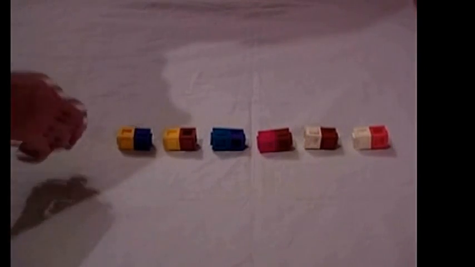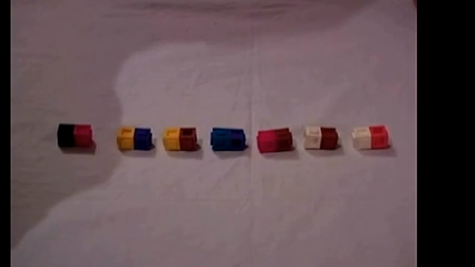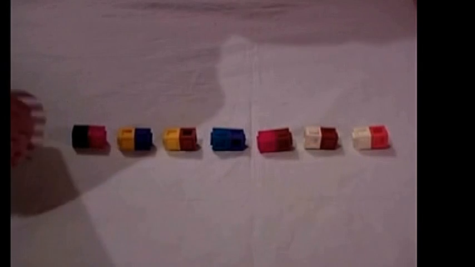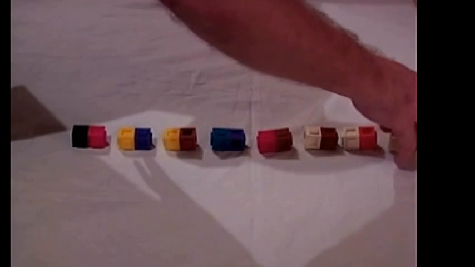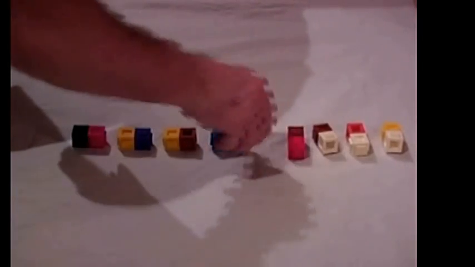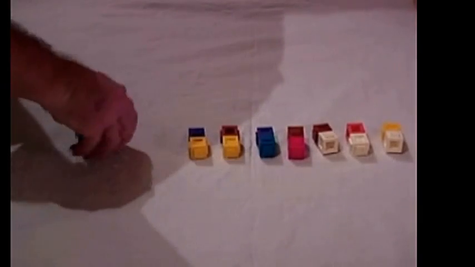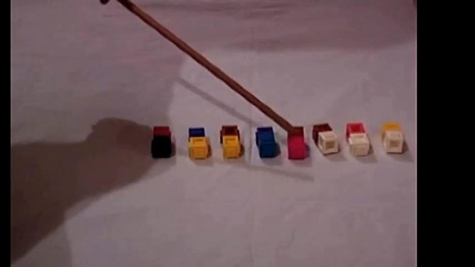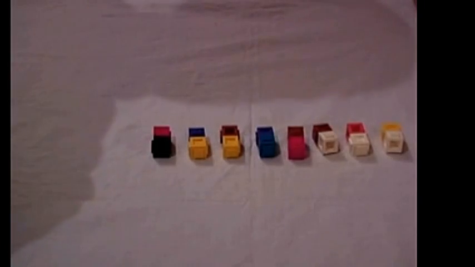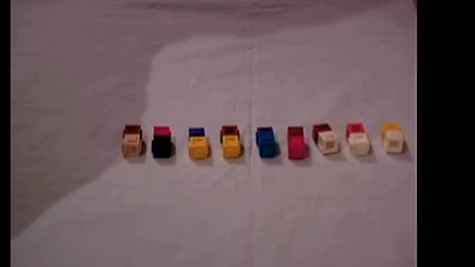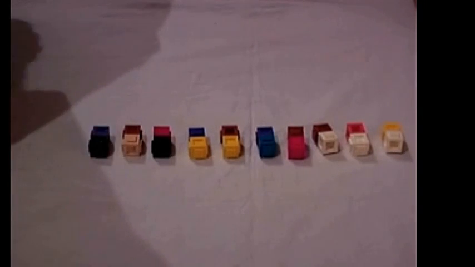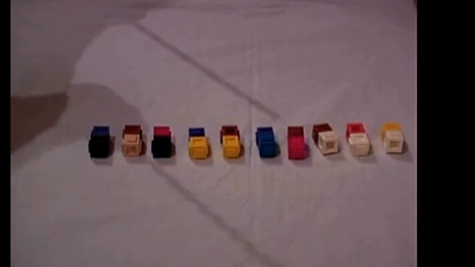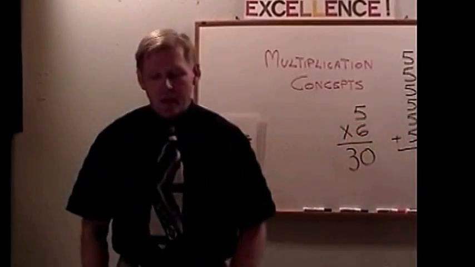7 groups of 2. 7 groups of 2 is going to be 14. You can count them all if you want, each one by one. Let's do one more set. 8 groups of 2 is going to be 16. Count them all. 1, 2, 3, 4, 5, 6, 7, 8, 9, 10, 11, 12, 13, 14, 15, 16. 2 more. 9 groups of 2 is 18. Just add 2 more. 10 groups of 2 is 20. 10 times 2 is 20. Write it down on your factor table.